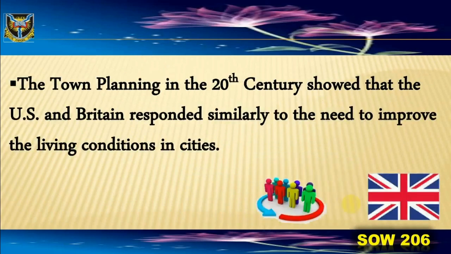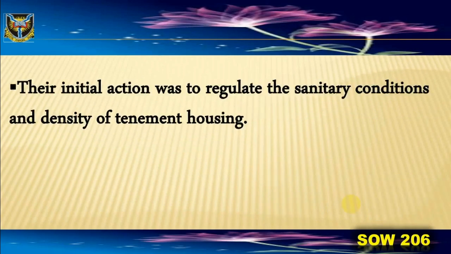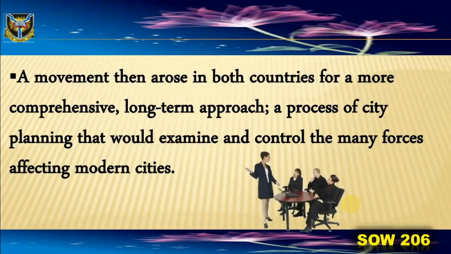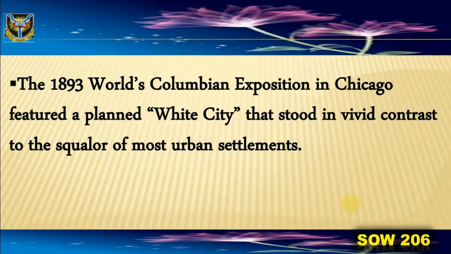The town planning in the 20th century showed that the US and Britain responded similarly to the need to improve the living conditions in cities. Their initial action was to regulate the sanitary conditions and density of tenement housing. A movement then arose in both countries for a more comprehensive long-term approach, a process of city planning that should examine and control the many forces affecting modern cities.